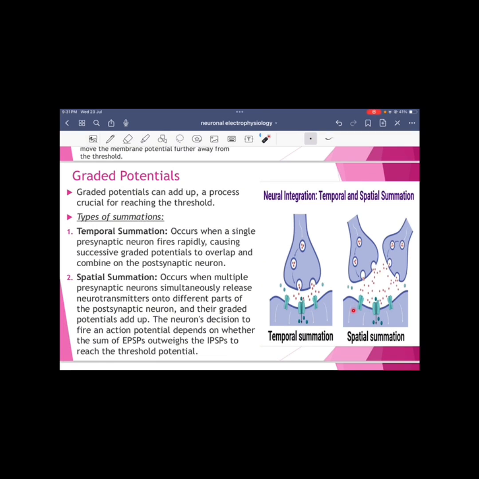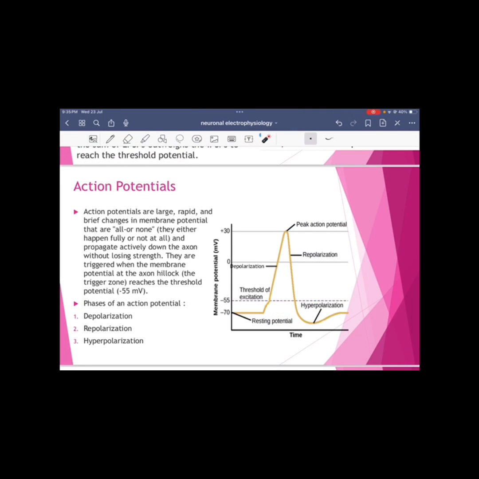send an action potential. So when the graded potentials are strong enough and they add up to reach the threshold potential, which is minus 55 millivolts, which is necessary for excitation to produce an action potential, the neuron will fire and we will have an action potential. So the action potential is a big fast electrical signal that moves along the neuron like a wave. It's all or nothing. Once it starts, it will go all the way down the neuron without fading.